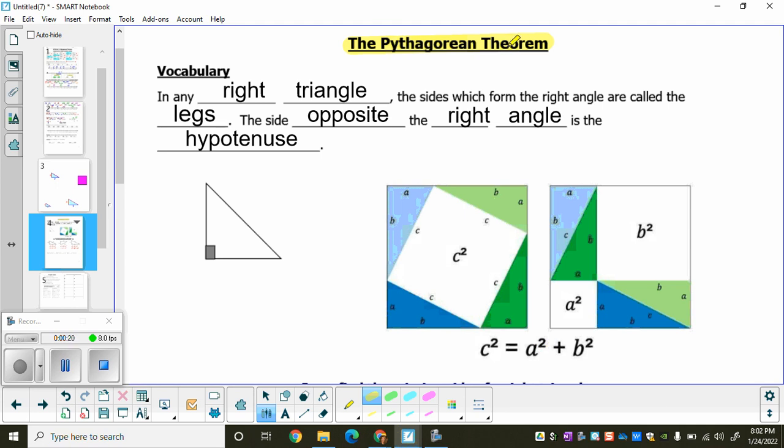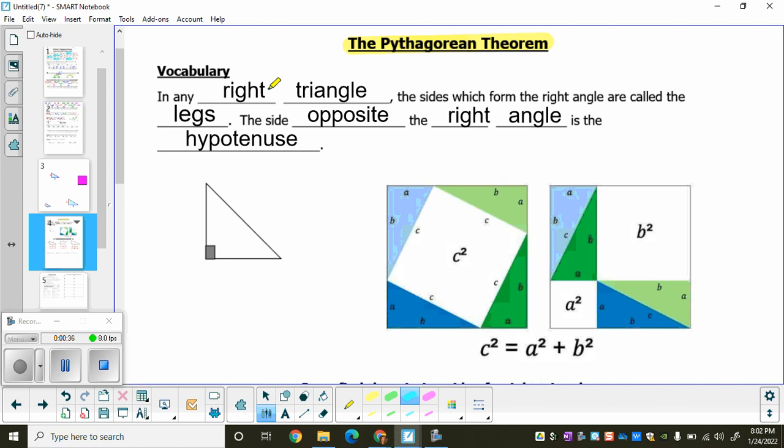Now, the Pythagorean theorem is something that a lot of people have heard of. They have heard a squared plus b squared equals c squared. So my goal for today is to explain how this proof works and actually what this picture is even of. But first, let's dive on into some vocabulary.